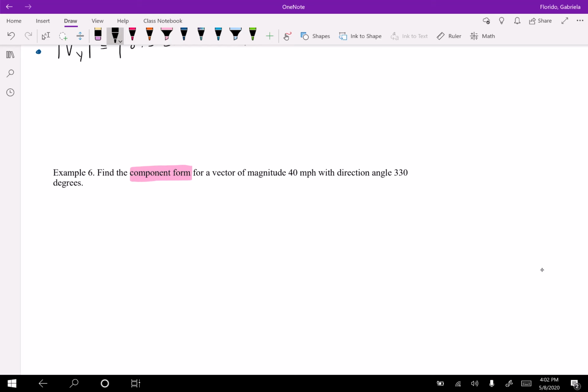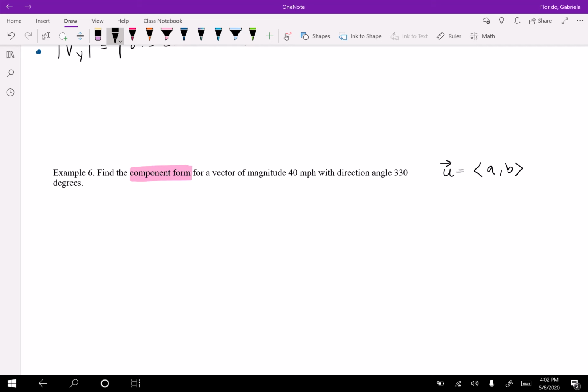So remember, component form looks like this. If we have vector u, it is equal to some fancy bracket a comma b bracket. And so we're trying to find our a and b here for the given vector with the given magnitude and the given direction angle. So we want to know where is this terminal point that my vector has. We always know that the initial point is at 0, 0, but where is that terminal point?